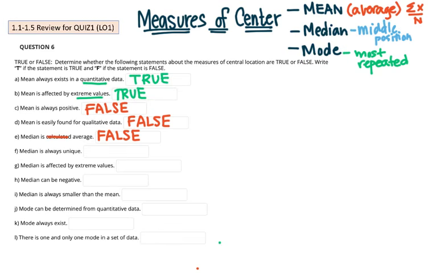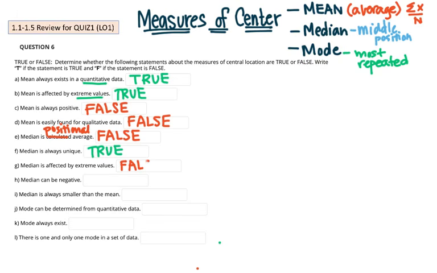Mean is actually what we call the positional average. It's the middle position. Okay? Median is always unique. It means there's only one median for a set of data, and that's true. There is only one median. The median is affected by the extreme values.